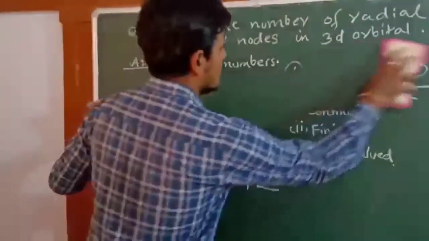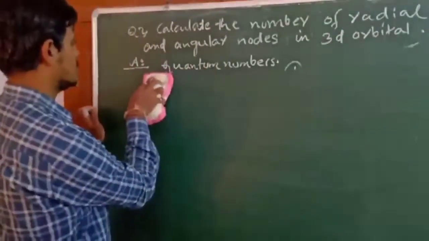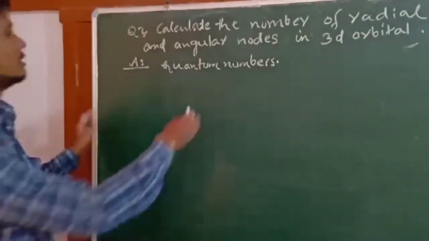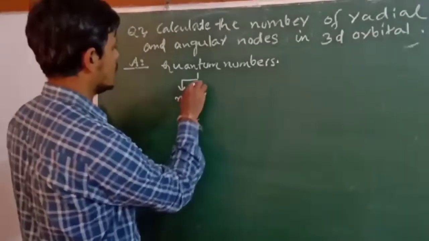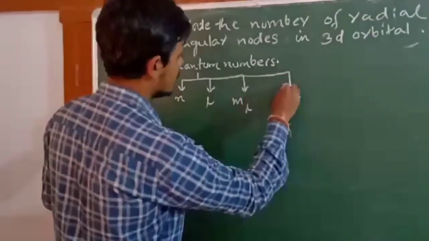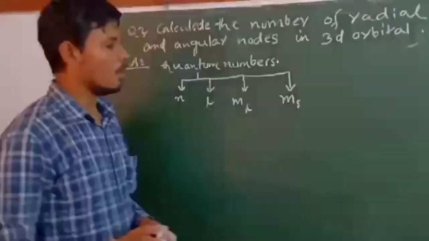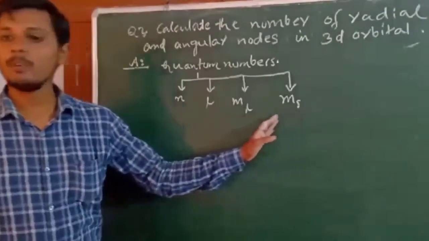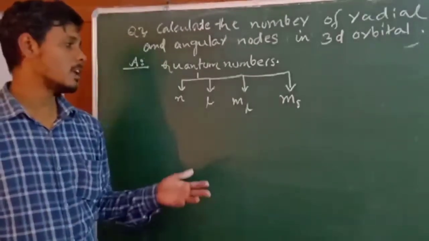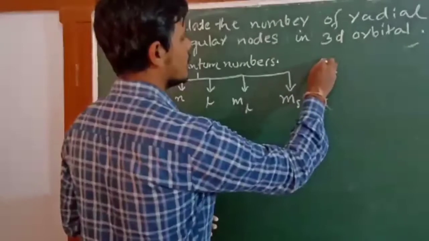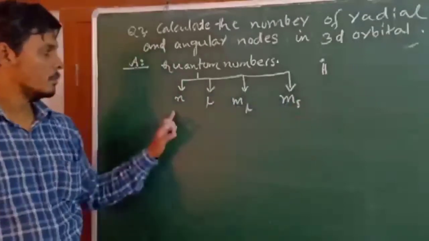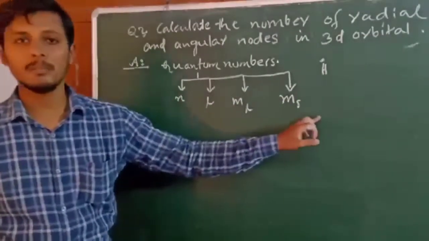Now, when we talk about quantum numbers, there are four of them: n, l, m l and m s. All these quantum numbers come into play when we solve the Schrodinger wave equation for a one electron system. So we take a one electron system like hydrogen, we solve the Schrodinger wave equation for it, and upon getting the solution, we get four quantum numbers alone.